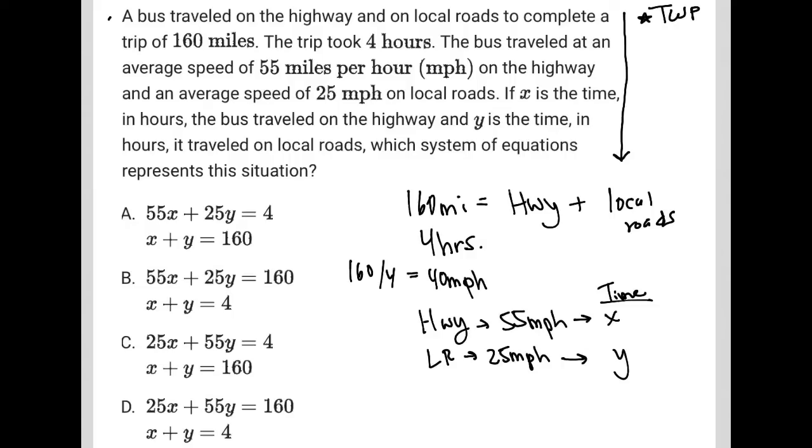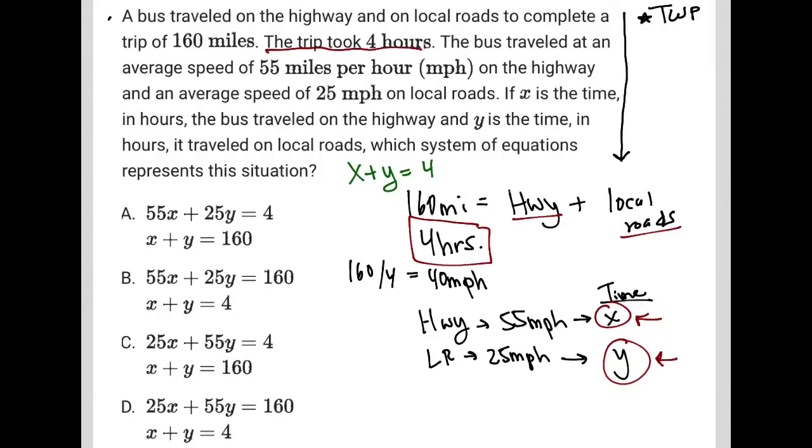Which system of equations represents this situation? Okay, so now I need to put all this stuff together. So let's start with time, since that's the last thing we wrote down. I know that time on highway is X. I know that time on local roads is Y. And if you remember, we also knew that the trip took 4 hours, right? And the bus was only driving on highway and local roads. So those 4 hours must have come from a combination of X and Y. So I have an equation here. I have a translation. And that is that X plus Y equals 4. We know that has to be true.